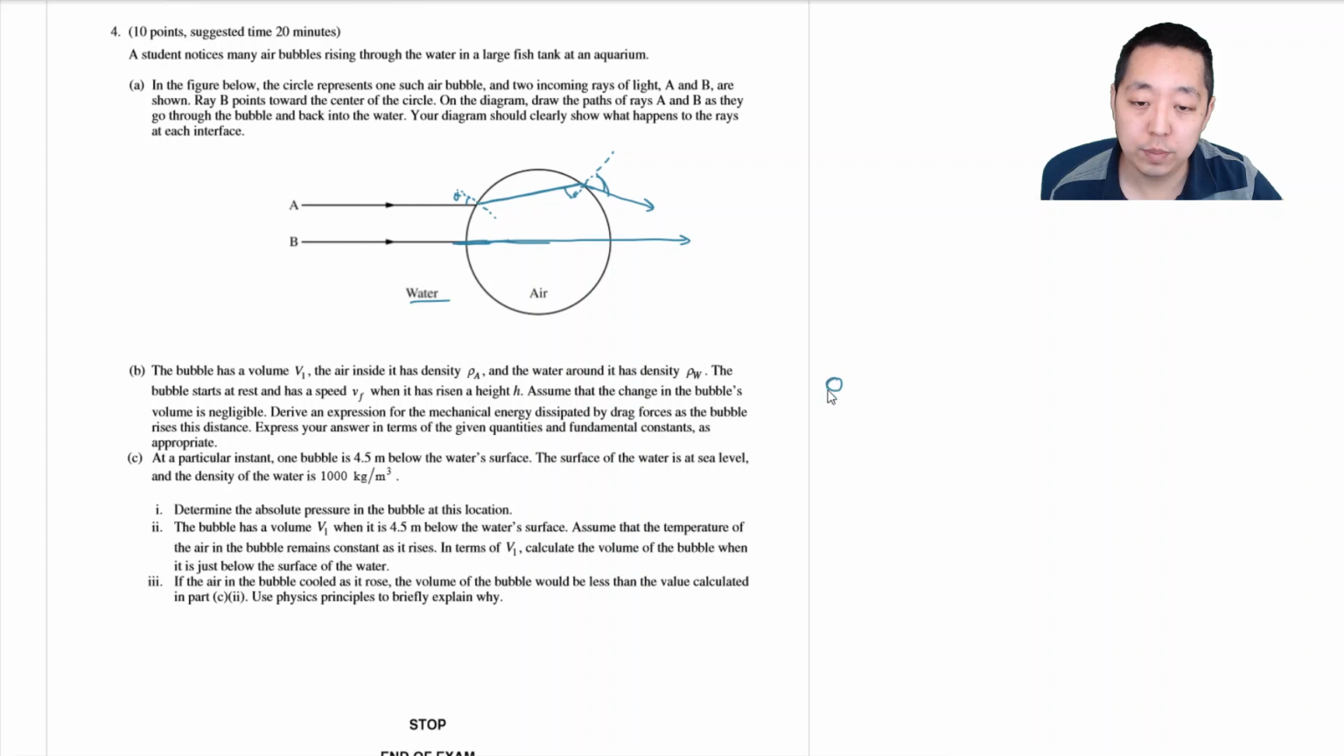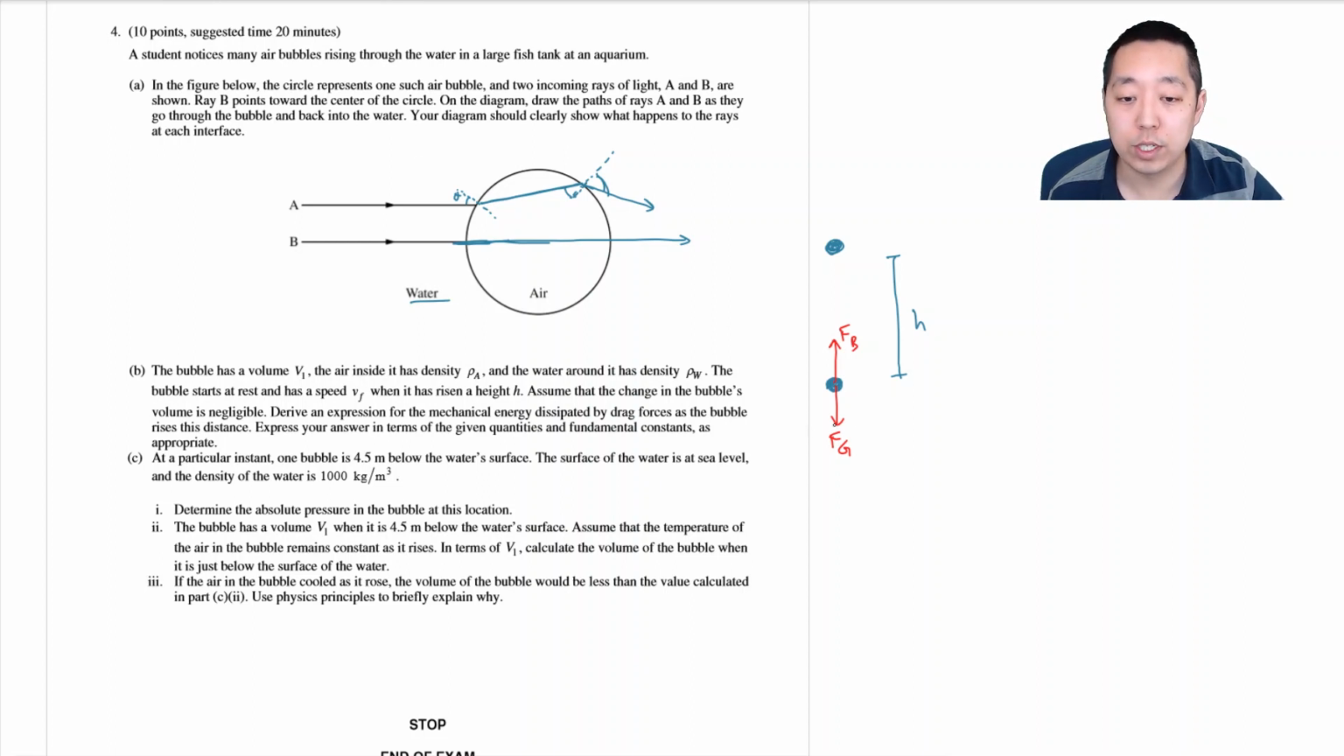Okay, so I have a little bubble here, and it rises up to here, a distance h. Now, let's talk about what's happening. Let's draw a free body diagram down here. Well, I have gravity acting on it. I have a buoyant force. Why does it even rise? It has a buoyant force. Okay. Now, it rises because the buoyant force is greater than the gravitational force.